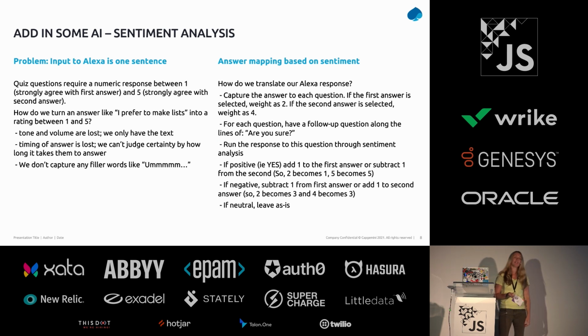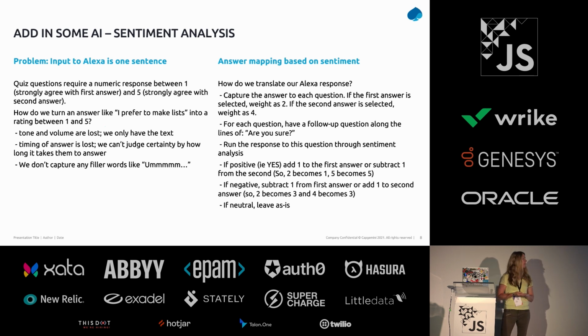So now comes the tricky bit. The type scales require an answer on a scale of 1 to 5. But if you're speaking to Alexa and she says, do you want to make lists or do you want to rely on memory, you're not going to answer 4. You're going to go, oh, well, I probably would make lists. You know, you're going to speak English, or whatever language you speak. So how can I translate that to the 1 to 5 scale?